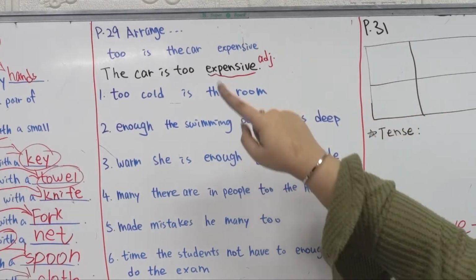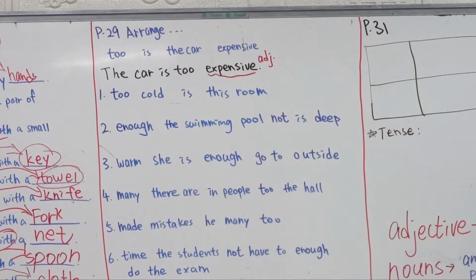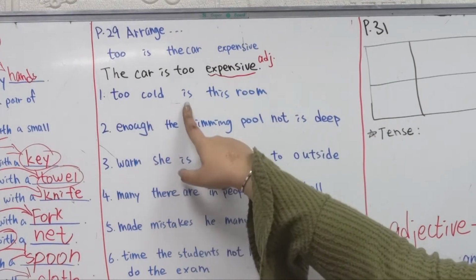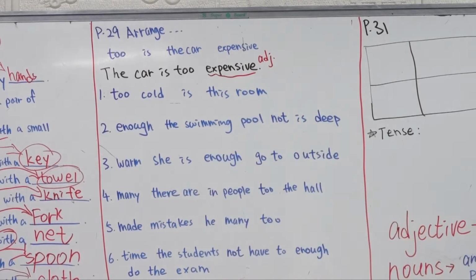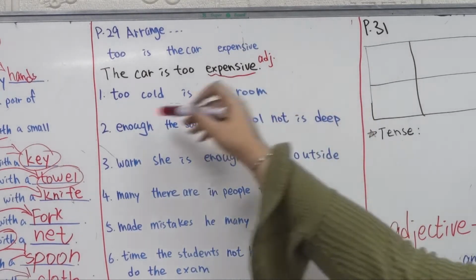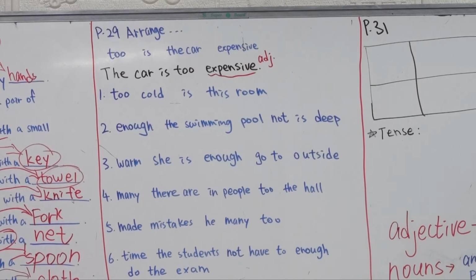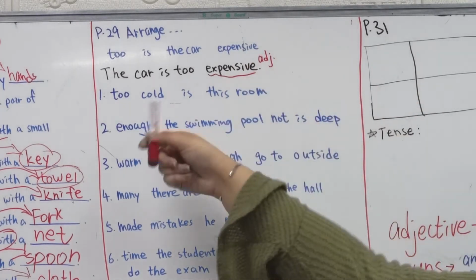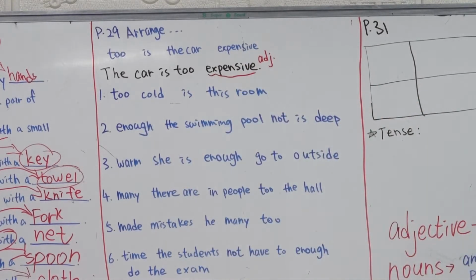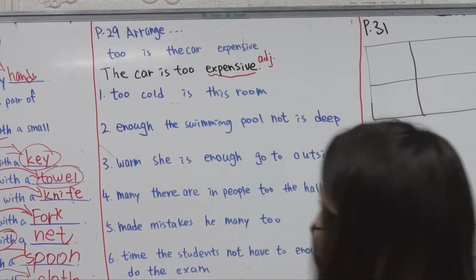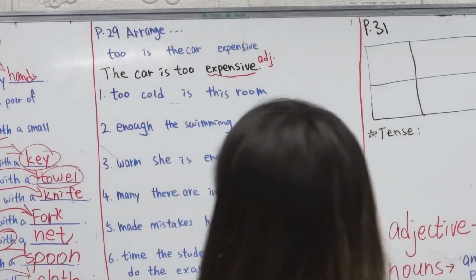Okay? Let's have a look here. Let's have a look at number 1. If you want to make it a sentence, which one comes first? Too cold is or this room? If you want to make this a sentence, how do you form a sentence? You don't have to change anything. You just have to form a sentence. Arrange the words to make complete sentences. This room is too cold. Yes, this room is too cold.